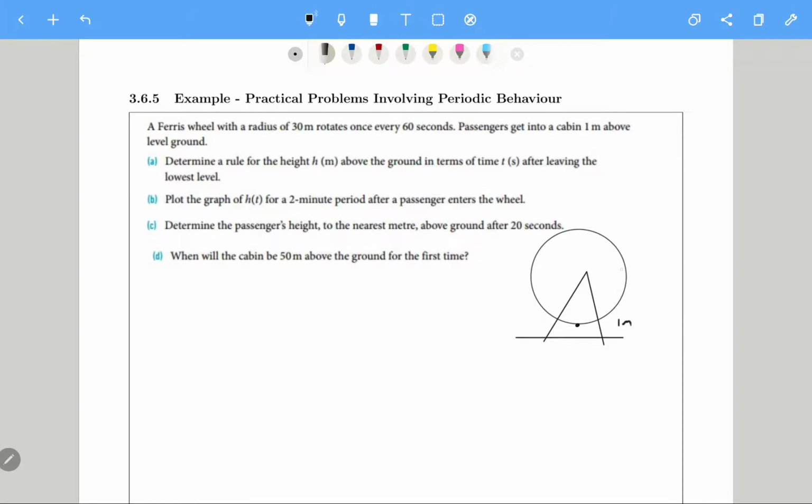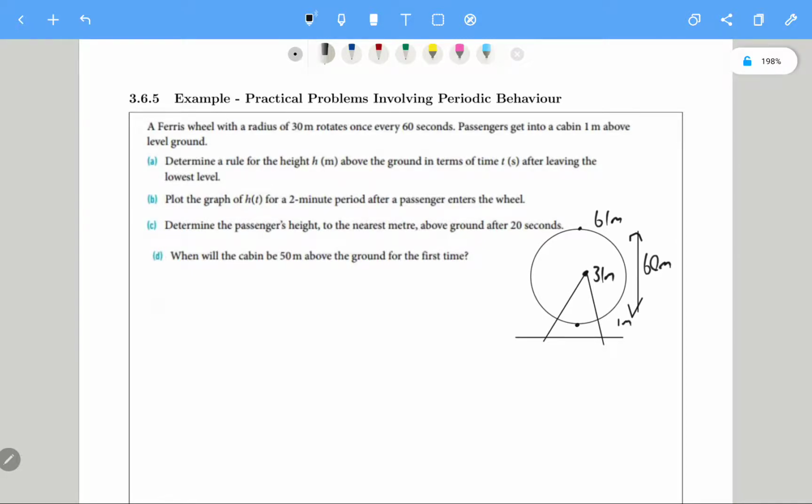Now the radius of the Ferris wheel is 30, which means that the whole diameter is going to be 60 meters. Well, that tells me that from the bottom to the top is going to be 61 meters. And that means halfway in between is going to be 31 meters. If it was touching the ground, then it would be 0, 30, and 60. But obviously it's actually one step above.